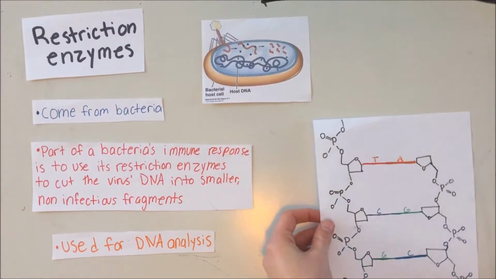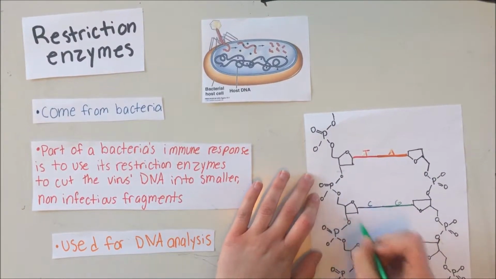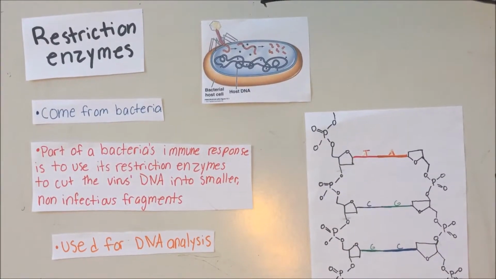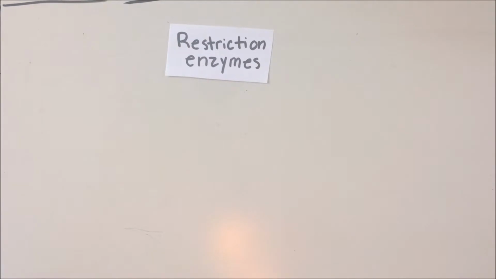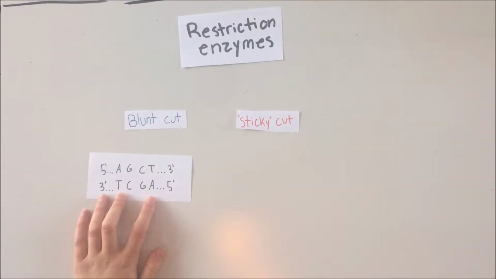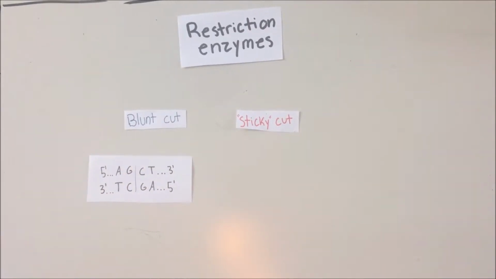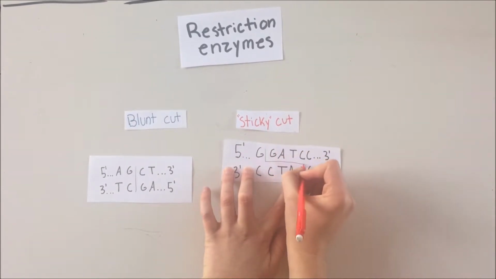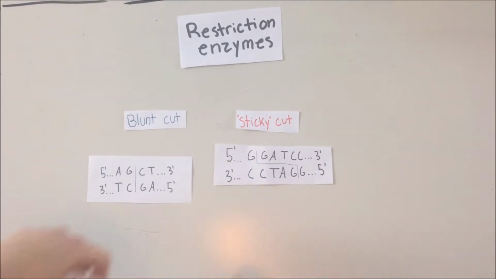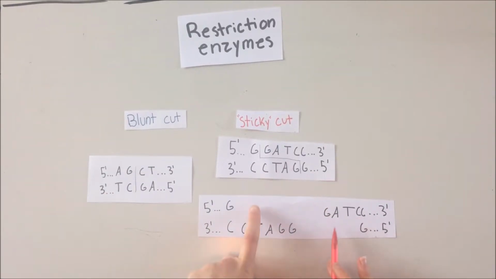Restriction enzymes work by breaking the phosphodiester bonds in the backbone, which then create a chain reaction to break the hydrogen bonds between the bases. Restriction enzymes can be done in a blunt cut or a sticky cut. A blunt cut cuts straight through the whole pair, whereas a sticky cut only cuts one from two pairs, like this, creating a segment that looks like this, where these bases want to find their complements.